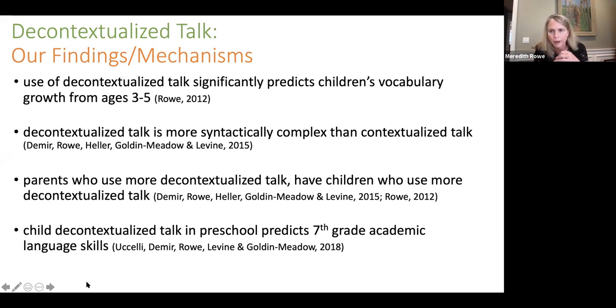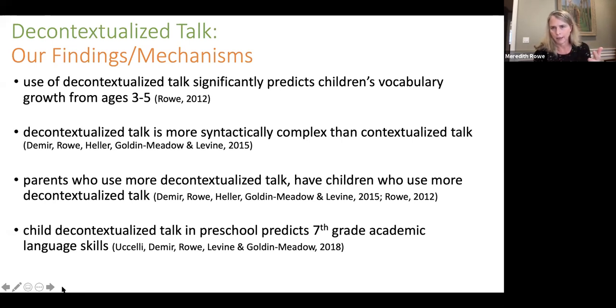But then what we also find is that child use of this type of talk predicts their academic language in 7th grade. And this is work with Paola. So basically controlling for a whole bunch of things, early vocabulary, the parent input, their PPBT scores, still, the child's use of this type of abstract talk during the preschool years predicts their 7th grade academic language skills.